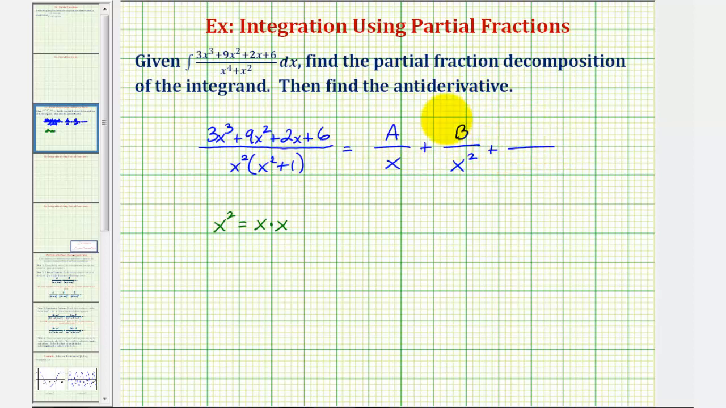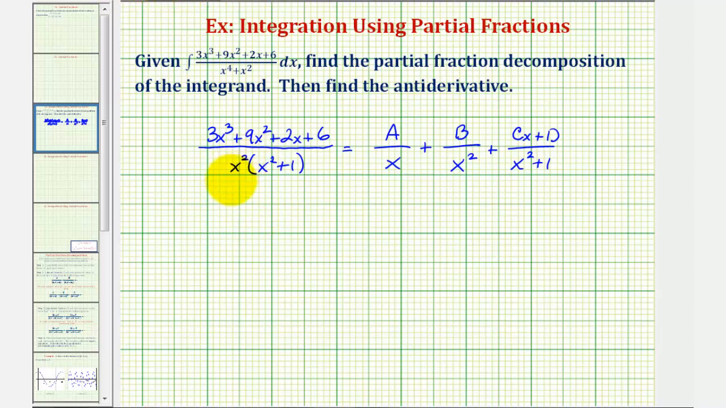Plus our third fraction. Our third fraction will have a denominator of x squared plus 1. Now this is a quadratic factor, and therefore we'll have a linear numerator, and we've already used a and b, so it'll be in the form of cx plus d. Now we want to find the values of a, b, c, and d to determine the partial fraction decomposition.